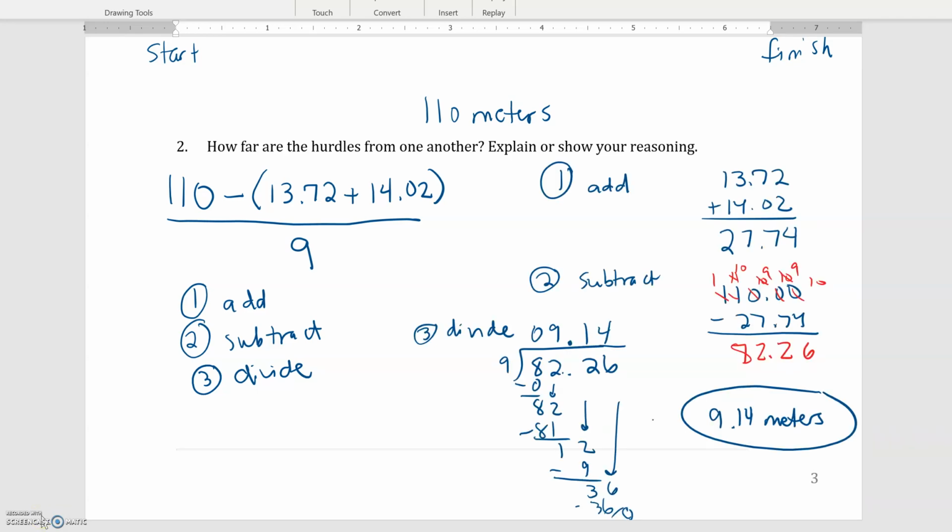Here is the work for the last question. I put the steps in different spaces so you can see each step one at a time. I added the 2 decimals to get 27 and 74 hundredths. I subtracted that sum from 110 to get 82 and 26 hundredths. And then I divided by 9 to get a final answer of 9 and 14 hundredths. Review this problem very carefully because it's very similar to your exit ticket. And then we will review for the remainder of this unit and take a test in a few days.